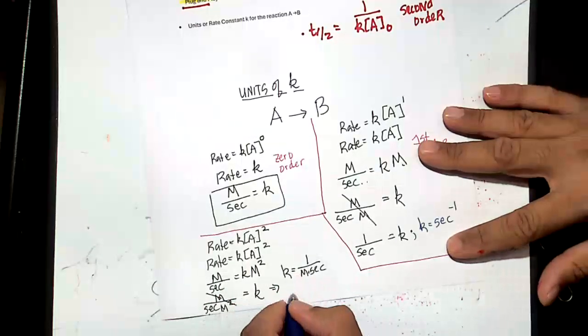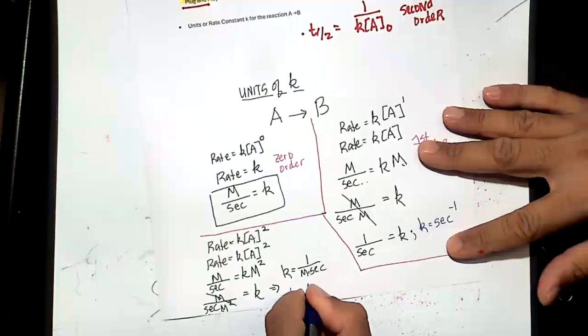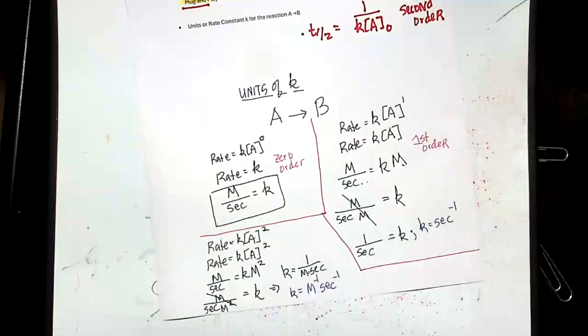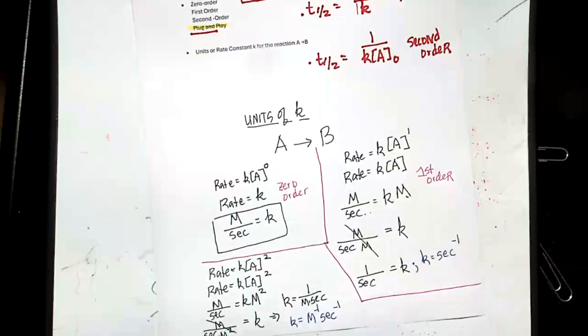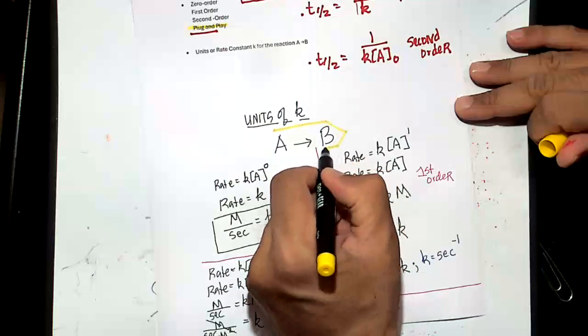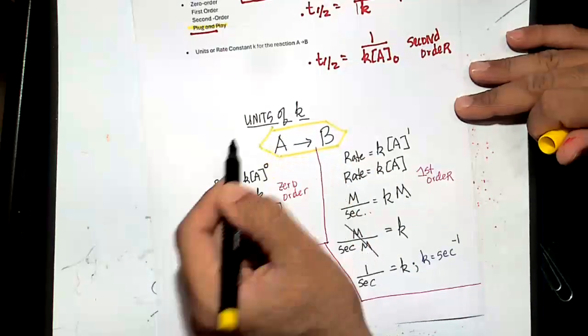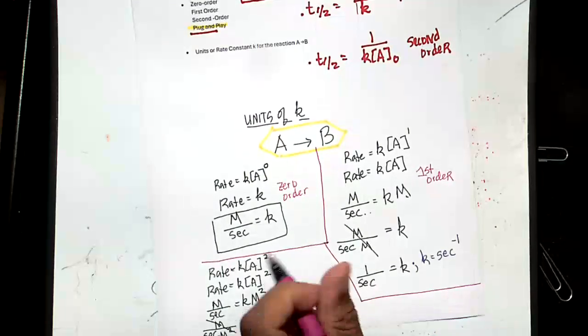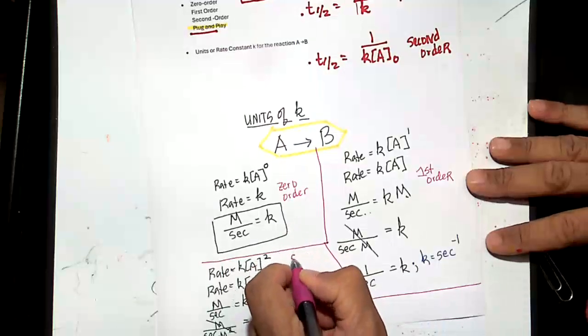And yes, Royce, you can also say this: M to the minus 1, seconds to the minus 1. So this is if this reaction, and we're only talking about this reaction, not any other reaction, one reactant going to one product. Only this reaction. This will be the units of K, the rate constant.